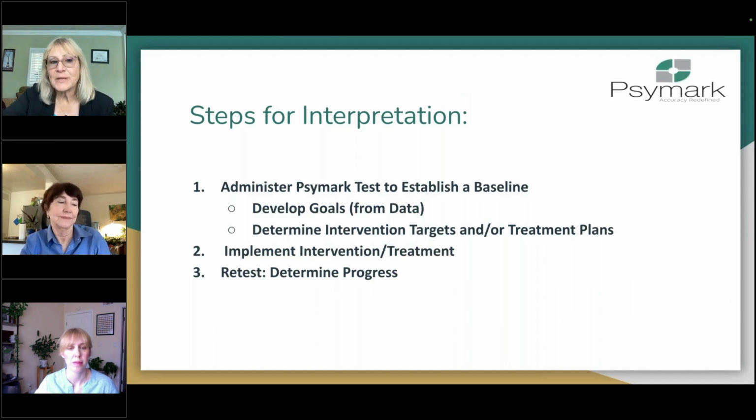So the steps for interpretation go like this. First, the first step is to administer the Psymark test, and you administer it to establish a baseline. Now you have your baseline scores. And from this data, you can develop your treatment goals, or your service goals, or your session goals, or your intervention goals, or your IEP goals. You can also determine the intervention plan or the treatment plan, or your intervention targets, because you'll have lots of information that may help you figure out where you really need to target your therapy or your sessions.